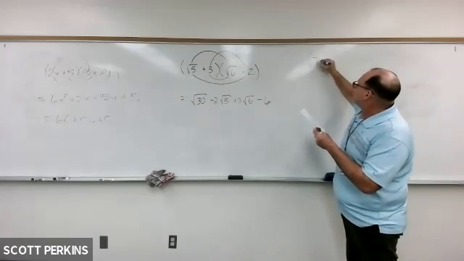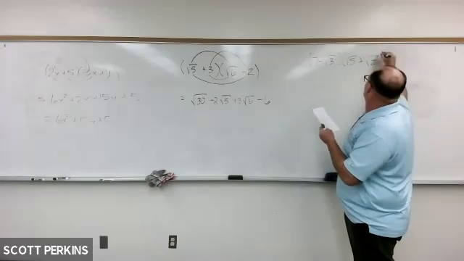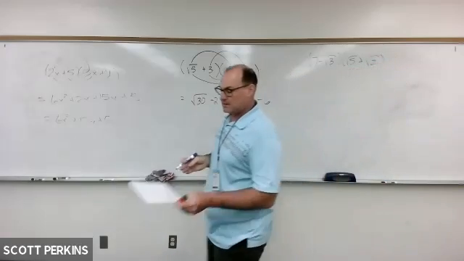So here's your first one: 7 minus square root of 3, and then square root of 5 plus the square root of 2. Go ahead and multiply those two things together, please.